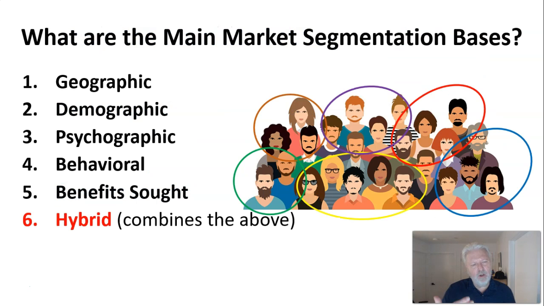Okay, so the top 5 you're probably familiar with: geographic, demographic, psychographic, behavioral, and benefits sought. In this video, I'm going to have a look at hybrid or combining some of the above. Please note I have videos on each of these other segmentation bases if you want to check them out.